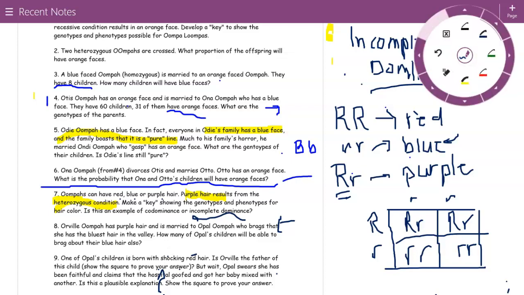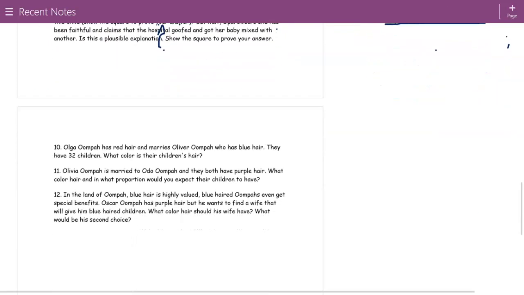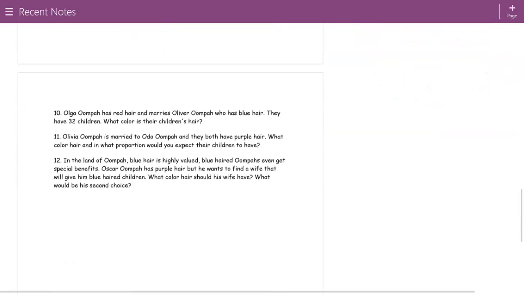Well, I think that's for Opal and Orville to decide. What we know from doing this square is that it is impossible for any of their kids to have red hair based on their genotype. Okay? Because you have 3 different colors for 3 different phenotypes. All right, so Orville and Opal are going to have to work it out. Next. Oh, we're almost done.